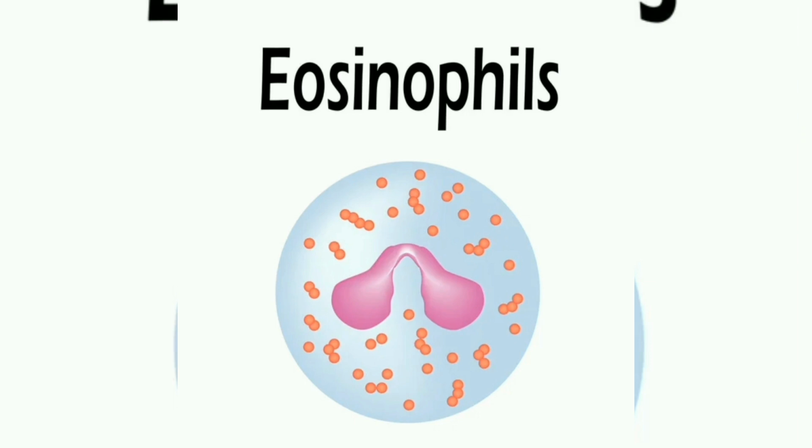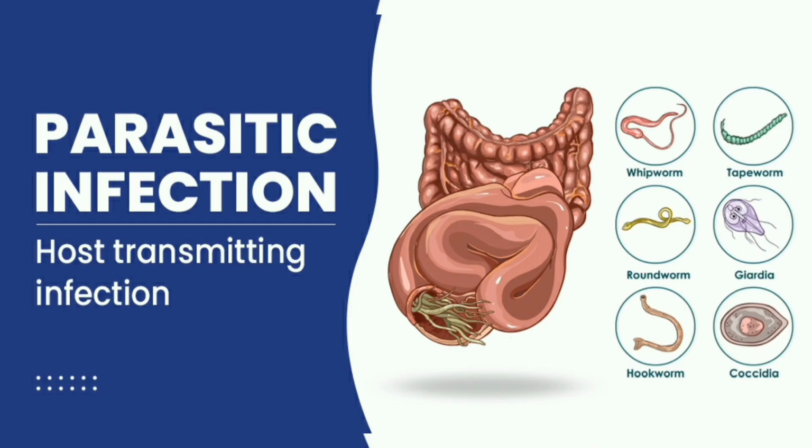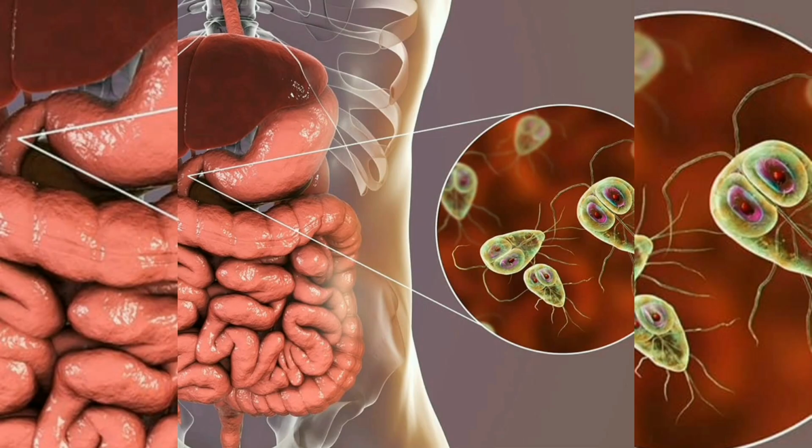E stands for eosinophils. Eosinophils are white blood cells that are responsible for parasitic defense. So when the body is invaded by parasites, the eosinophils are the ones that are responsible for eliminating or defending the body against this parasite or parasitic invasion.